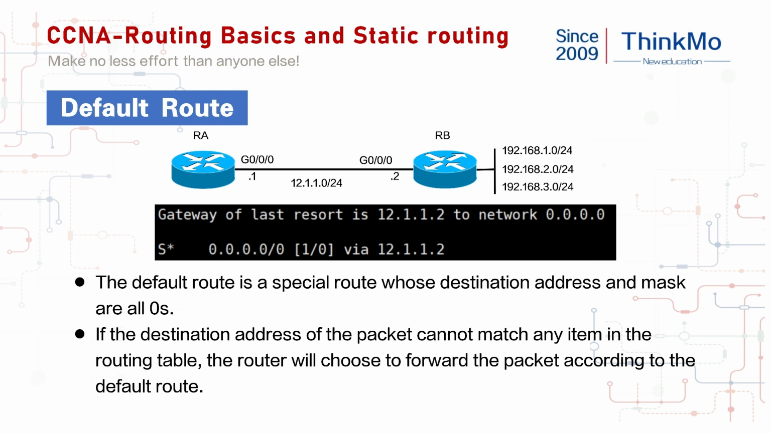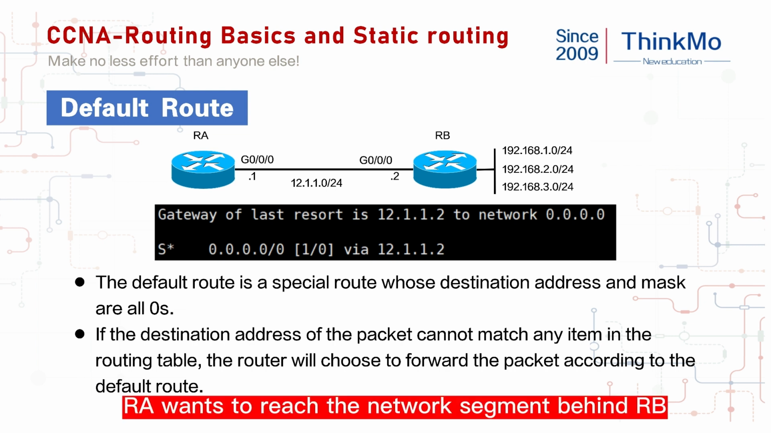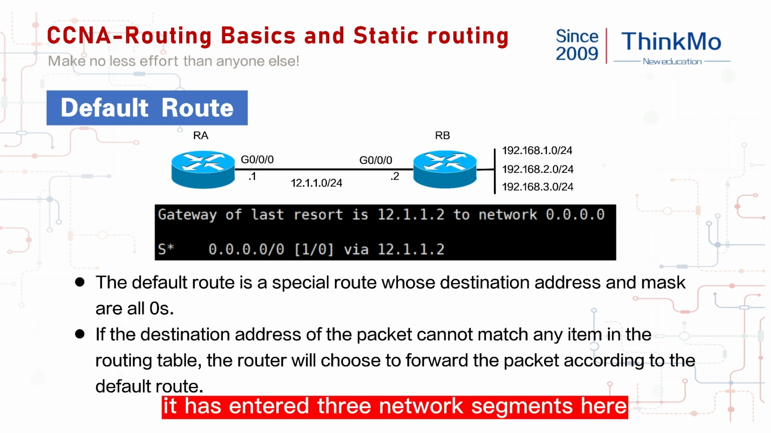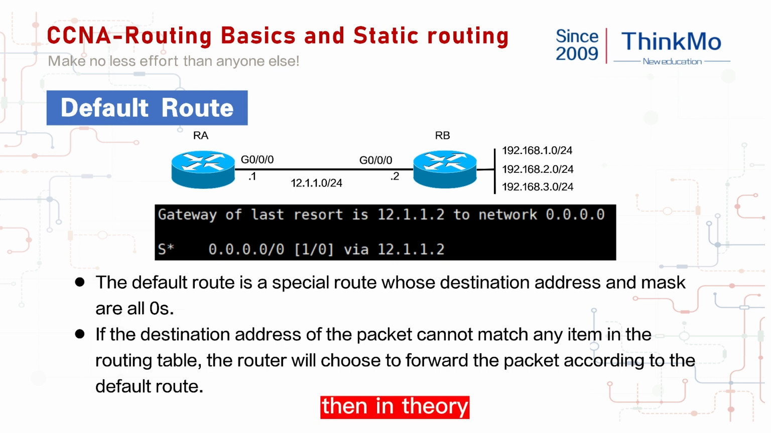Actually, I told you before. For current equipment, RA wants to reach the network segment behind RB. You will find it has entered 3 network segments here. Then in theory, if I configure it here, how should I configure it? IP route 192.168.1.0, 255.255.255.0, and the next hop is 12.1.1.2. This is the first.